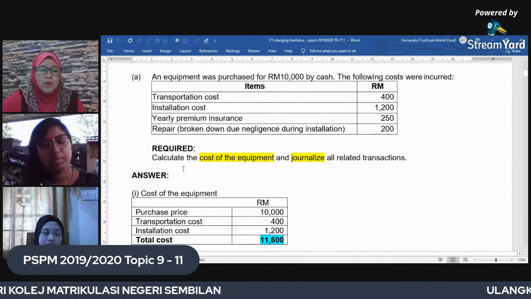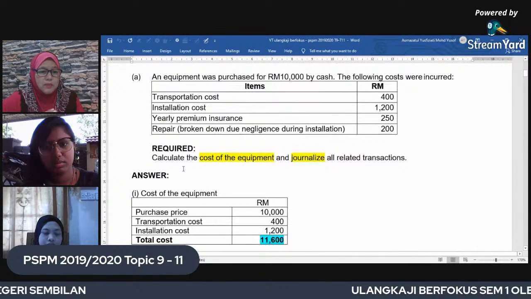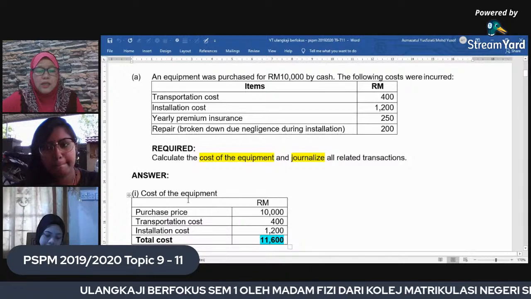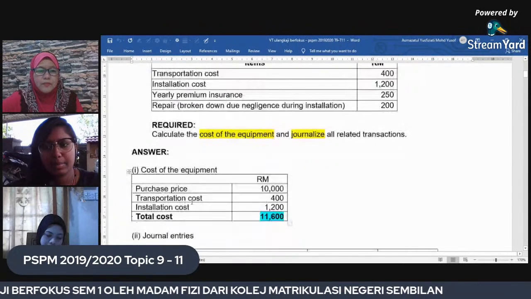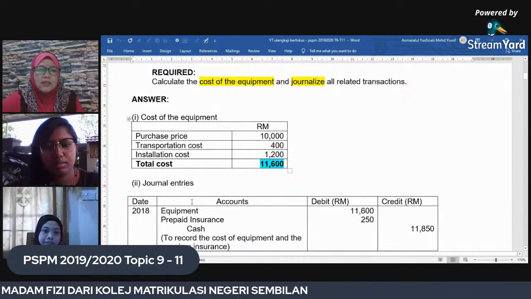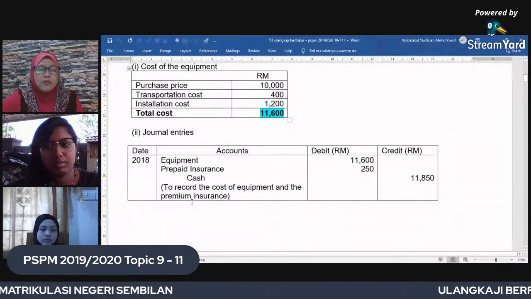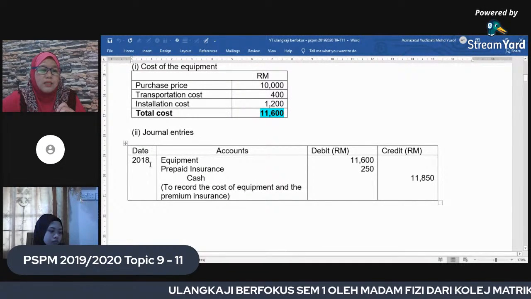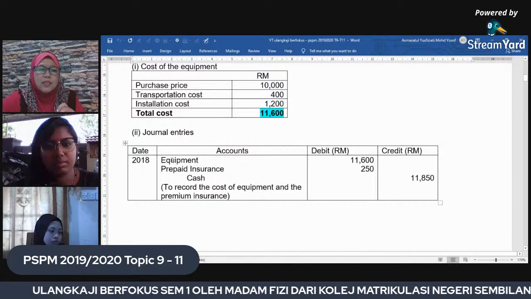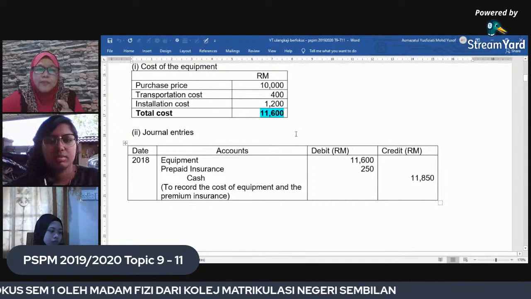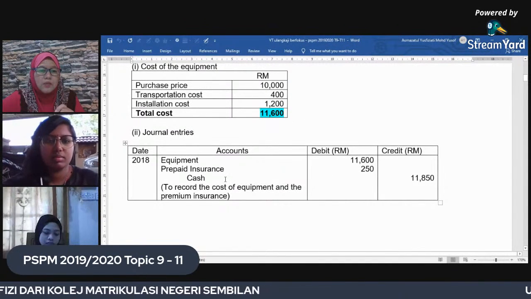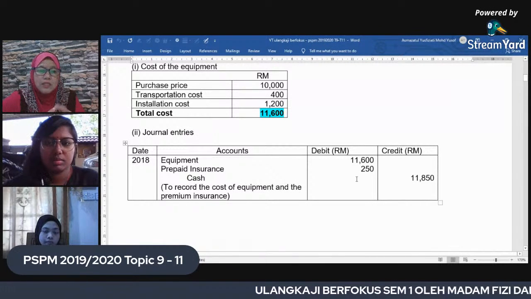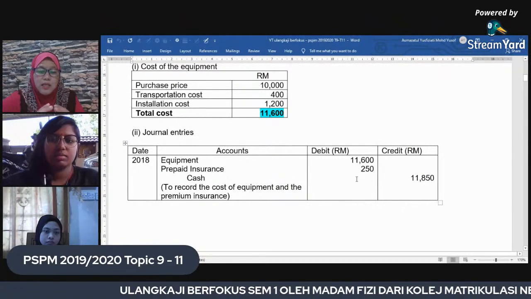So, the answer for cost of the equipment is only the purchase price, the transportation cost, and also installation cost, totaling 11,600. And now, how to generalize all the related transactions? You have to generalize the cost and also the expenses. So the answer is debit equipment. Equipment is the cost that we just calculated just now, that is 11,600. And also debit prepaid insurance, 250. This one I already mentioned just now. The insurance is considered as expenses.